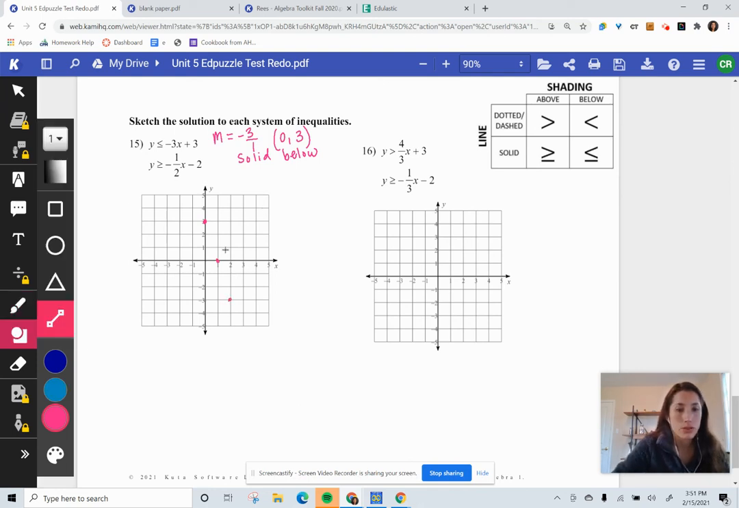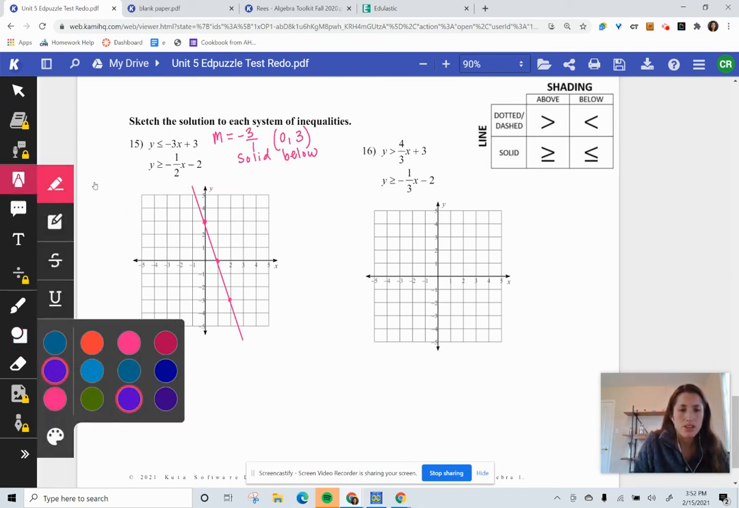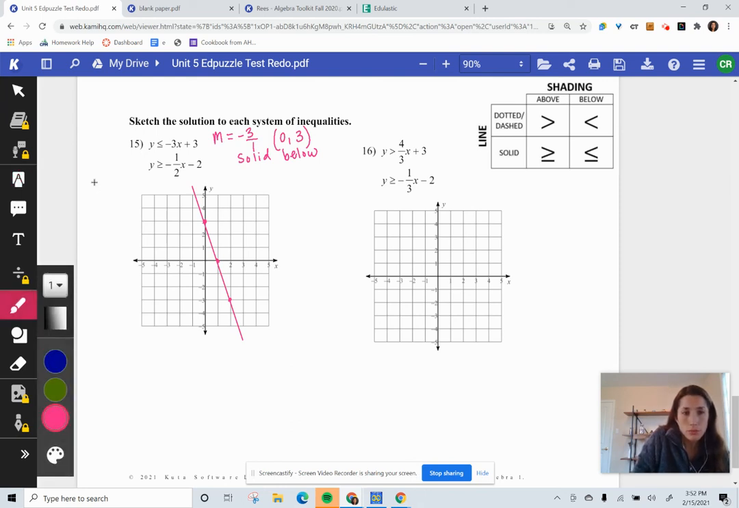So I'm going to use my line tool since it's a solid line. And I know the shading for that is below the line. I'm going to do the shading at the end. For my other line, let's use a different color. My slope is -1/2. So this is also a negative slope, and I'm going to start at 0, -2. This is a greater than or equal to, so it's a solid line with shading above.